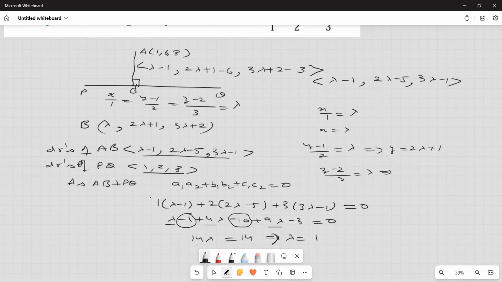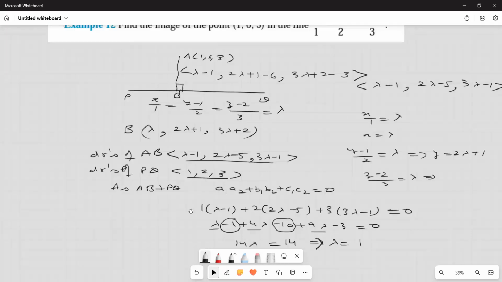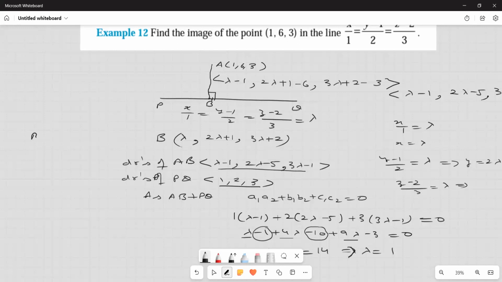If the lambda value is there, do I have the point B? So you can say the point B is lambda, that is 1, then 2 lambda plus 1, so 2 plus 1 is 3, and 3 lambda plus 2, so 3 plus 2 is 5. So point B is (1, 3, 5). Point A is (1, 6, 3). B is also the foot of perpendicular. So if they ask you to find the foot of perpendicular, you will apply the same method.